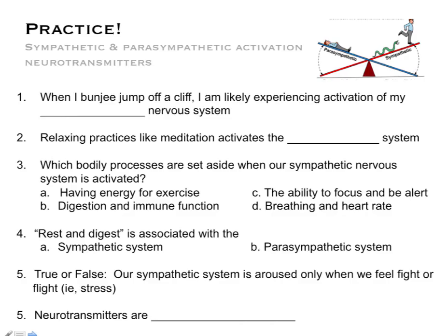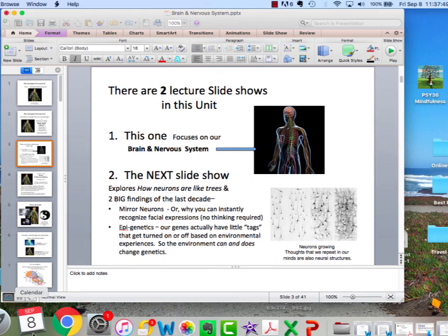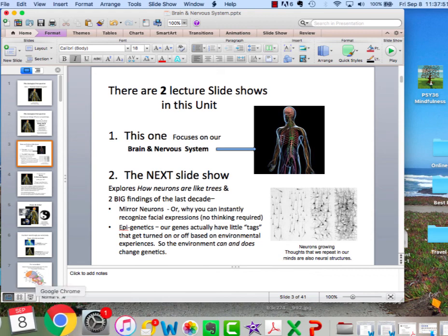All right, so we have another slide now on sympathetic and parasympathetic activation and neurotransmitters. Neurotransmitters are electrochemical messengers. Bleach and lightning. They're just crazy.